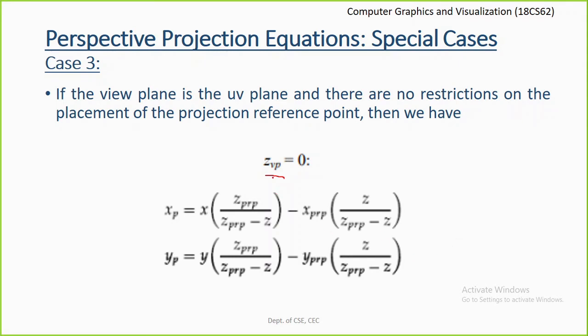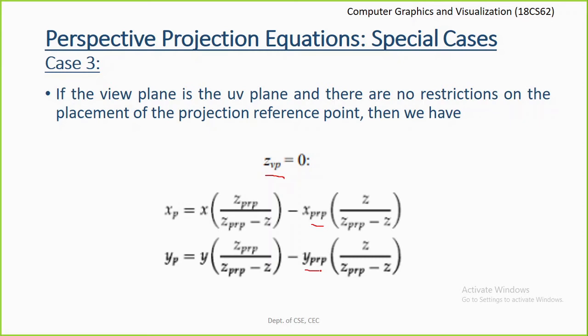So if the value of the ZVP coordinate, or the z coordinate of the view plane, is equal to 0, that is, if the view plane is the UV plane, then this will be the equation for the x and y coordinates on the view plane. So xp is given as x into ZPRP divided by the z coordinate of the projection reference point minus z, minus the x coordinate of the projection reference point, that is xprp into z divided by zprp minus z. Same holds true for the y coordinate. In place of x, we replace it with y, and in place of xprp, we replace it with yprp, the y coordinate of the projection reference point. This was case 3, where the view plane is the UV plane.